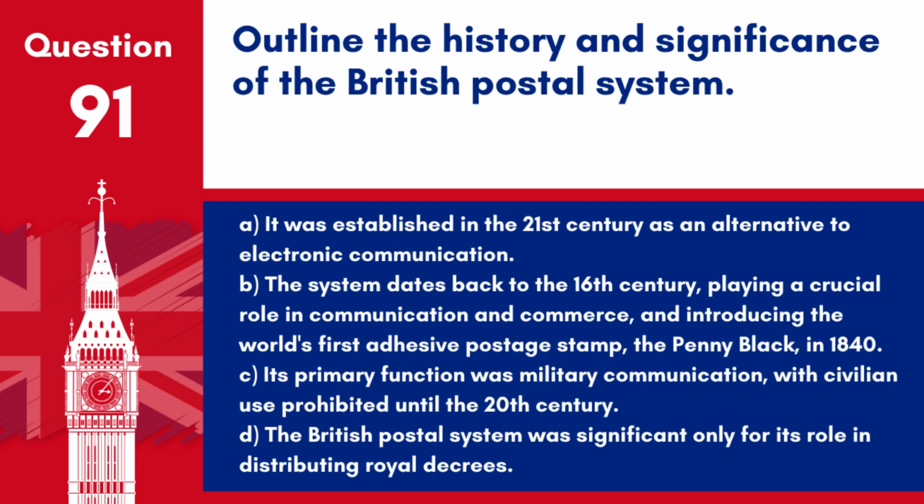Question 91. Outline the history and significance of the British postal system. A. It was established in the 21st century as an alternative to electronic communication. B. The system dates back to the 16th century, playing a crucial role in communication and commerce, and introducing the world's first adhesive postage stamp, the penny black, in 1840. C. Its primary function was military communication, with civilian use prohibited until the 20th century. D. The British postal system was significant only for its role in distributing royal decrees.